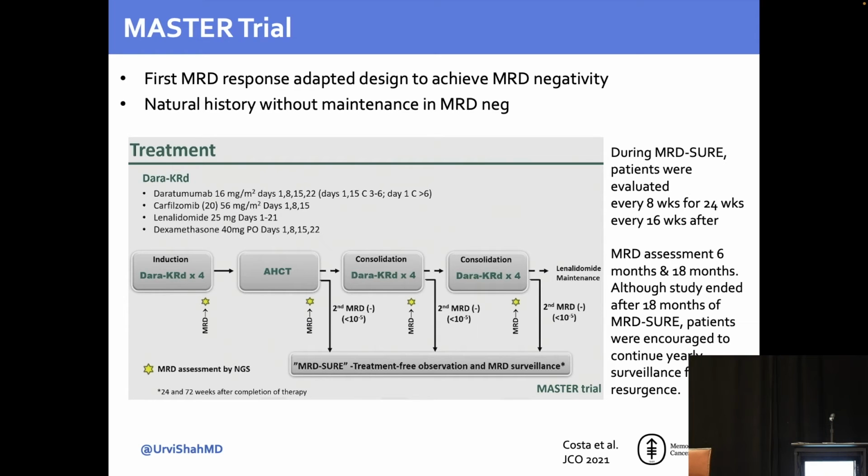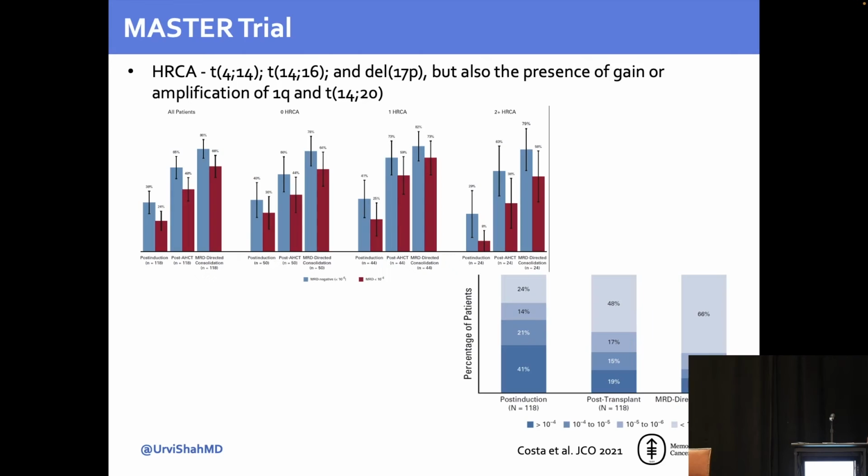And so it was basically annual MRD assessments after, and they encouraged people to stay on that even after the study was over. What you can see here is that the first two bars, the blue and red, are post-induction, then post-transplant, and then MRD-directed consolidation if they had it. You can see that MRD negativity did improve with more cycles or more treatment with each group.